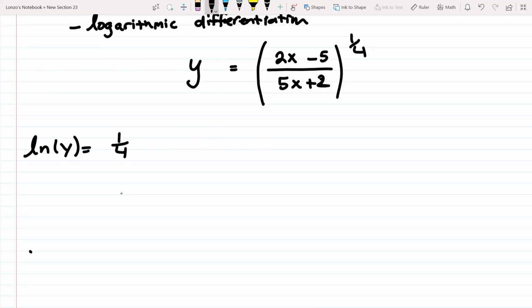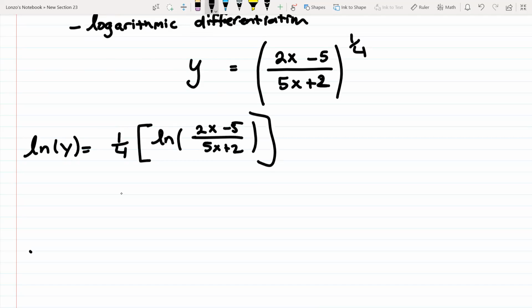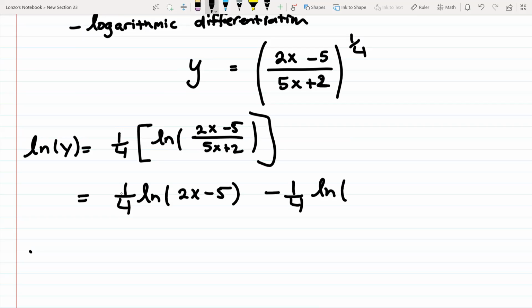So this would be using your log rule, it would be 1/4 bracket ln of (2x minus 5) all over (5x plus 2). And then when you expand it, this is going to be 1/4 ln of 2x minus 5. When you're dividing, you're subtracting, so it's minus 1/4 ln of 5x plus 2. And then over here, this is going to be ln of y.